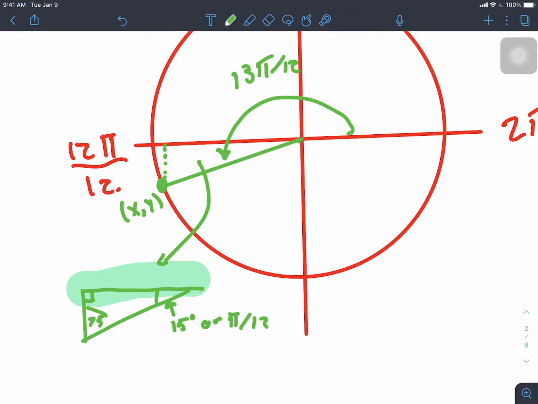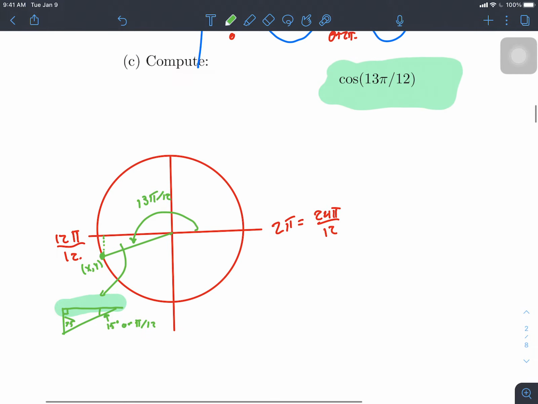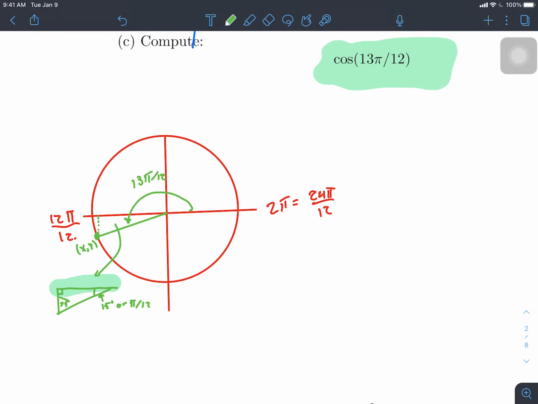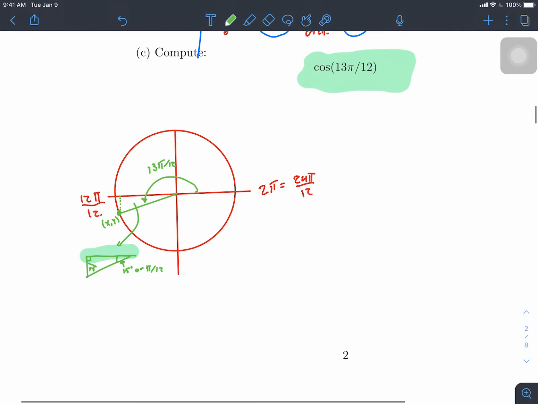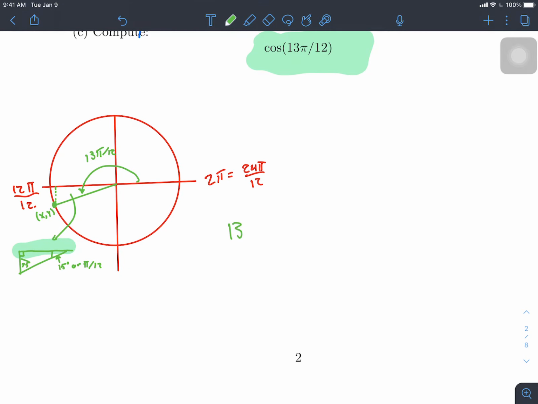What is the x coordinate? Okay, so we're in trouble because I don't really know how to solve for the sides of this 15, 75, 90 triangle. So I'm going to need to do something a little bit more clever. The clever thing that we can do is express 13 pi over 12 as 5 pi over 4 minus pi over 3, I think. No, pi over 6.